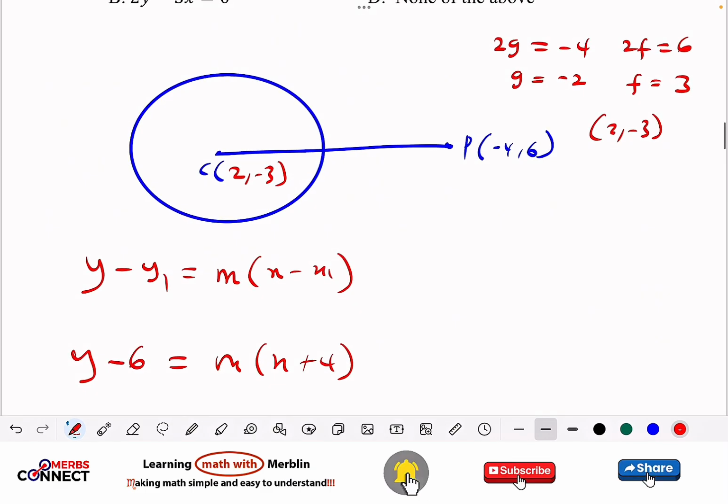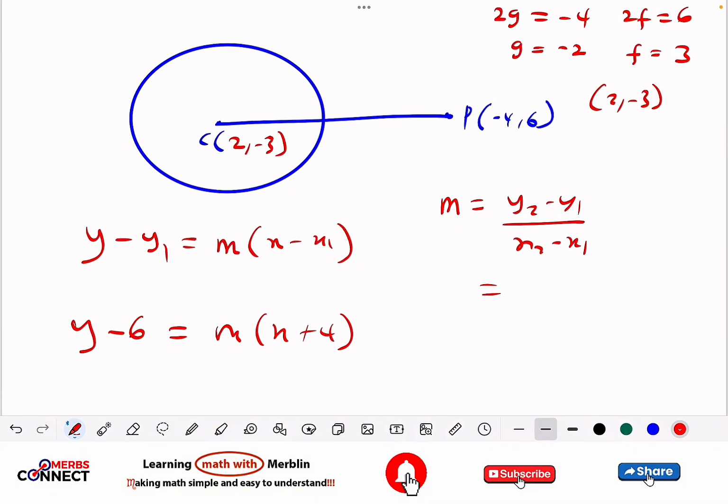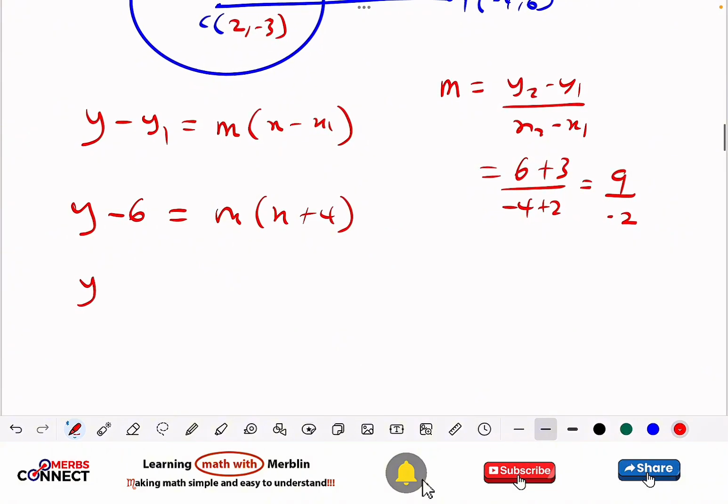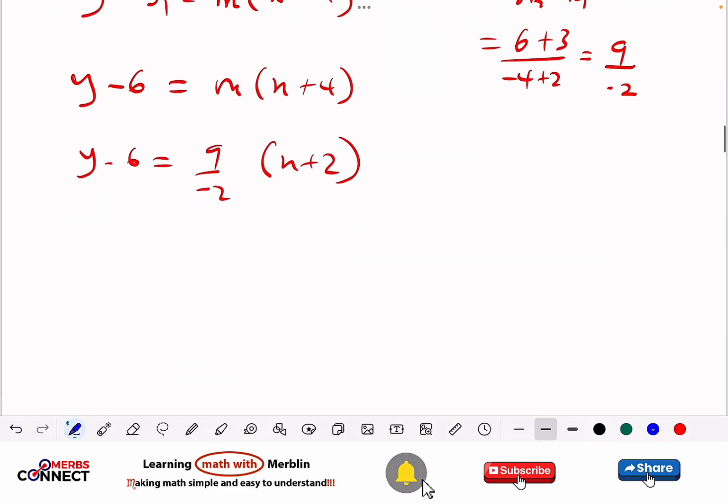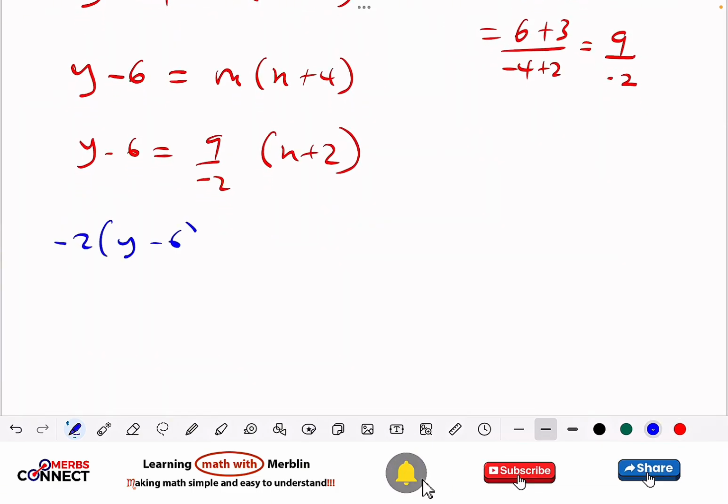So let's find the slope. m is equal to change in y over change in x. So y2 is 6 minus y1 which is minus 3, so it's plus 3, divided by minus 4 plus 2. So this is going to be 9 divided by minus 2. So that will be the slope. So let's just put it in. This is 9 over minus 2 times x plus 2. So I will multiply 2 by minus 2y plus 12 is equal to 9x plus 18.